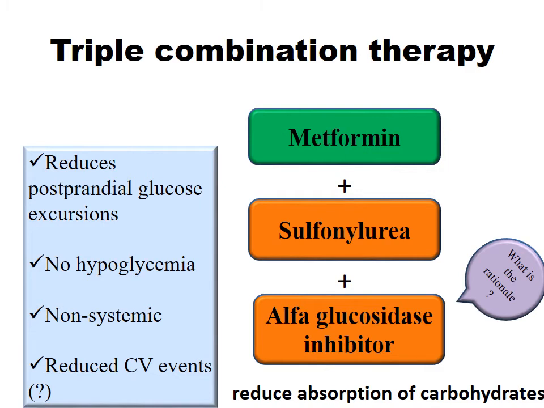The main mechanism for alpha glucosidase inhibitor is to reduce absorption of carbohydrates by preventing their absorption and metabolism in the gastrointestinal tract. So they act locally within the GIT without producing systemic effects.